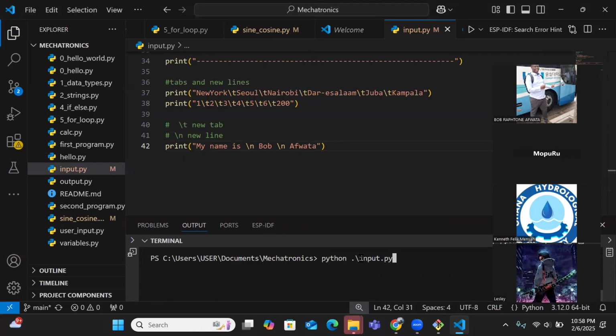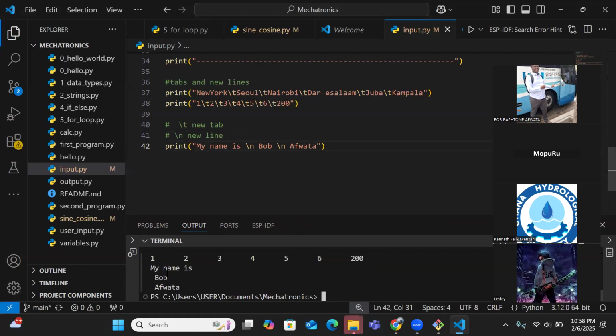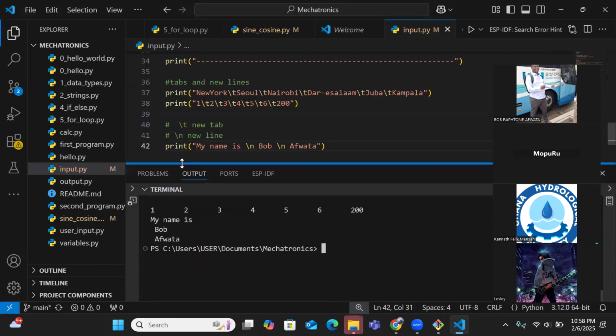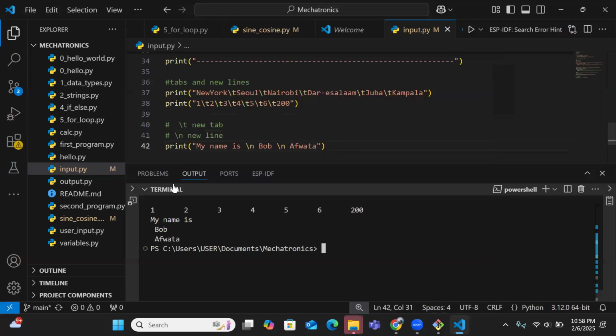So, do you see? Do you see the output? My name is on its own line. And then Bob is on its own line. Afuata is on its own line. Okay.